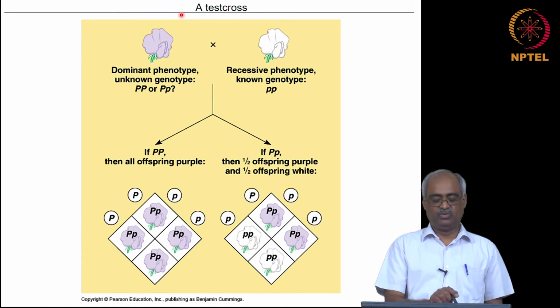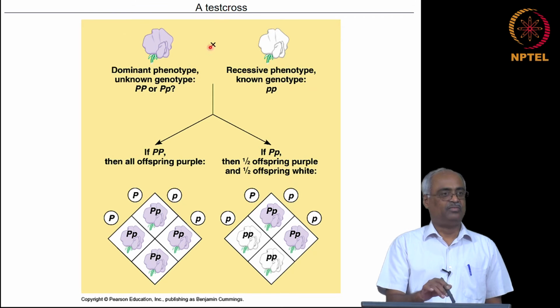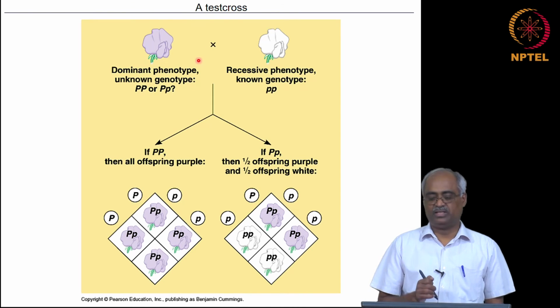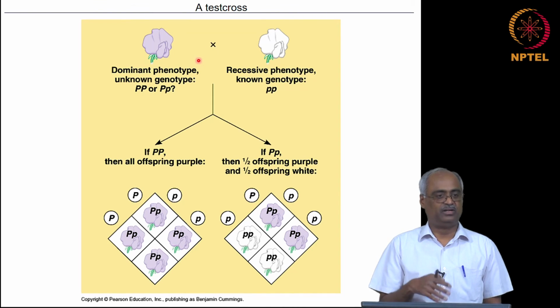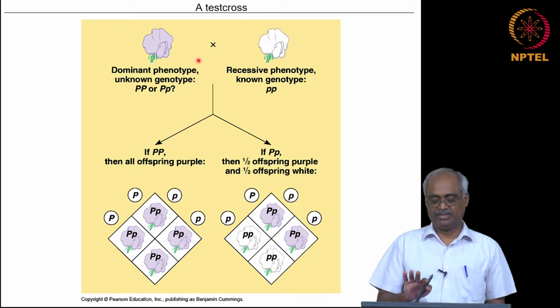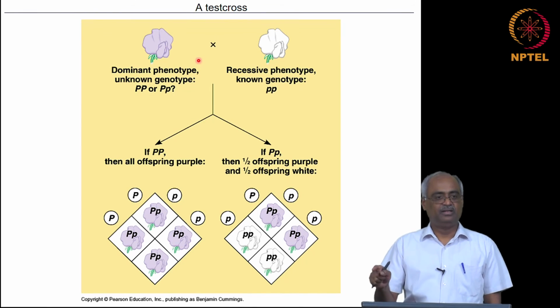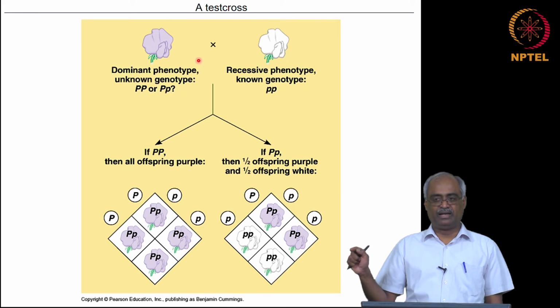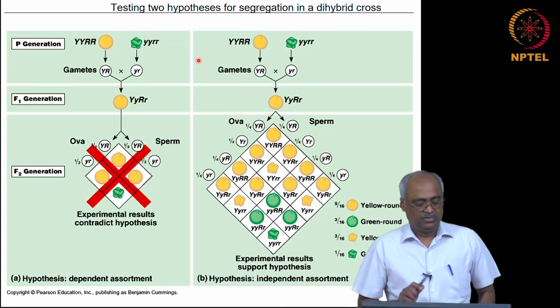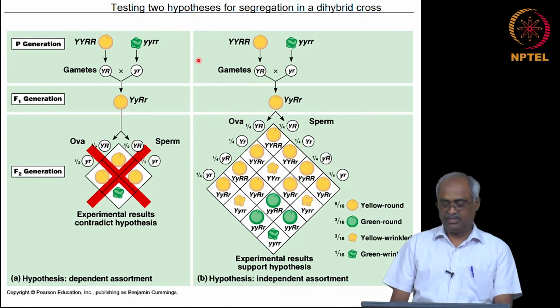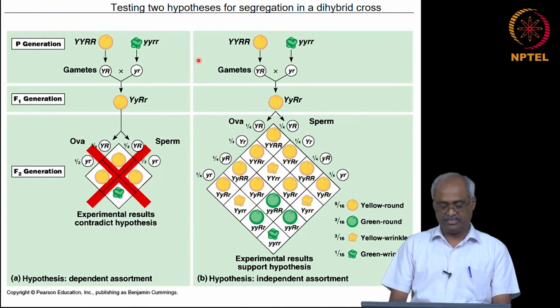So, this is how you will determine the genotype, whether it is homozygous or heterozygous for the dominant allele. So, this is the back cross or test cross, right. So, you remember, crossing with the homozygous recessive parental phenotype. So, the next experiment is now relatively easy to follow.